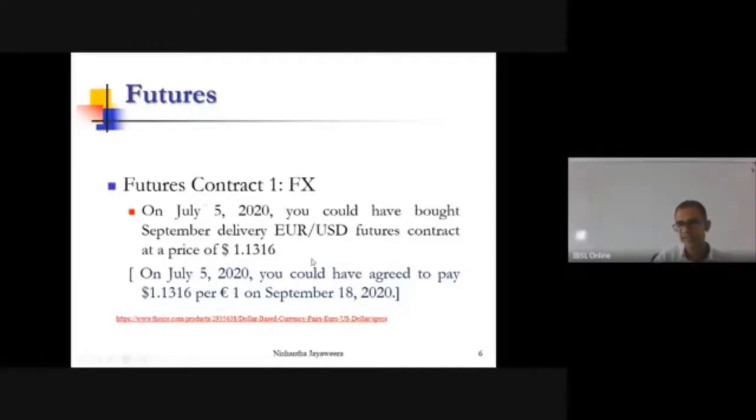If I remember, I think this is 250,000 euros. The minimum amount that you should buy is 250,000 euros. Then you can buy multiples of that: 500,000, then 750,000, then 1 million. Likewise, you cannot have 350,000. It should be multiples of the contract size. For a particular contract, there's a size.